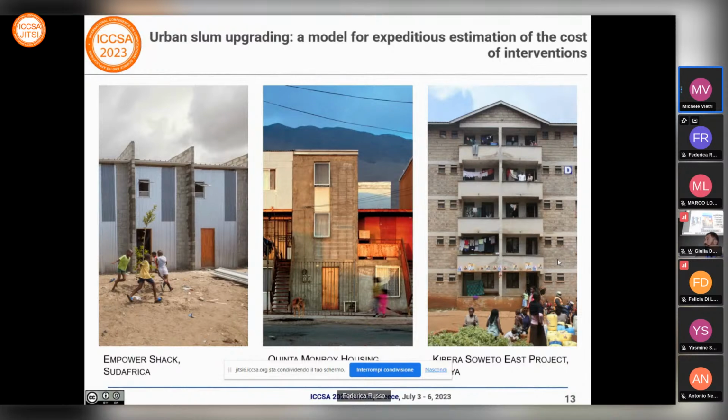Shown below is the Empower Shack project by the Urban Think Tank team in South Africa, which involved two-level dwellings built with relatively simple materials and construction techniques. Then there is the Quinta Monroy housing project carried out in Chile by architect Aravena, which provides each family half a house, while the other half can be built by the family through self-building. Finally, there is the Kibera sewage project carried out in Kenya by Kensu, which involved the construction of a condominium.